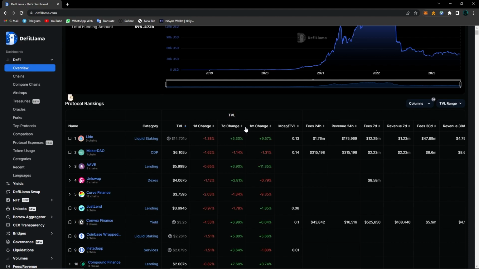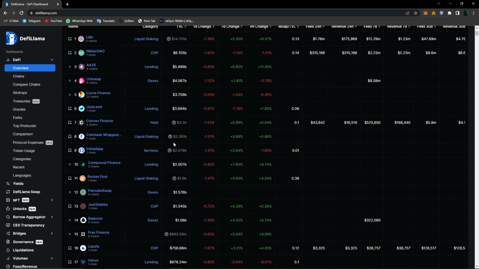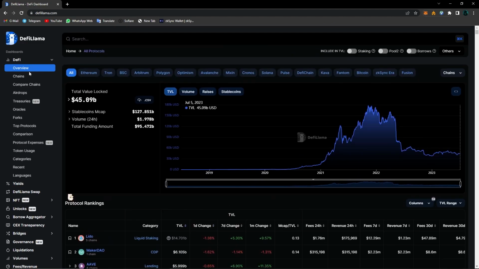There is different information. So for example, this is one-day change, 7-day change, 1-month change. This is the ratio of market cap to total value locked, 24-hour fees, 24-hour revenue. You can pretty much have a look at and learn information about any chain and any protocol on Defillama. So this was the overview section.